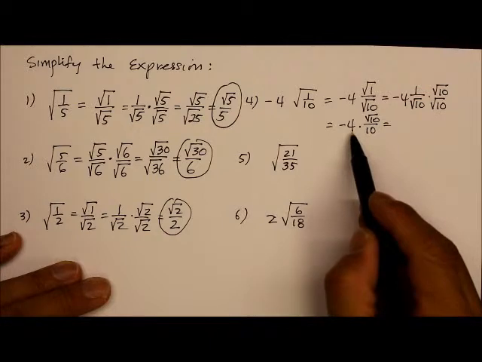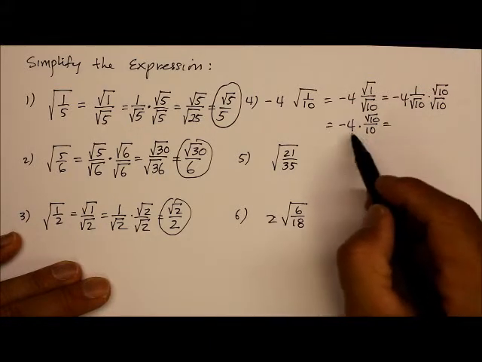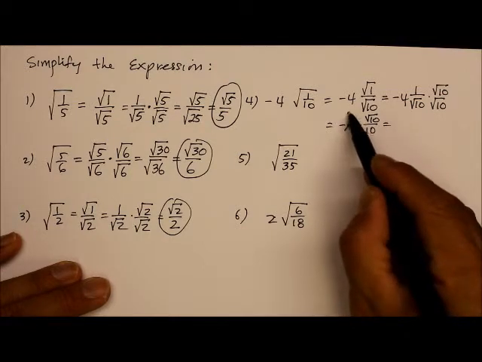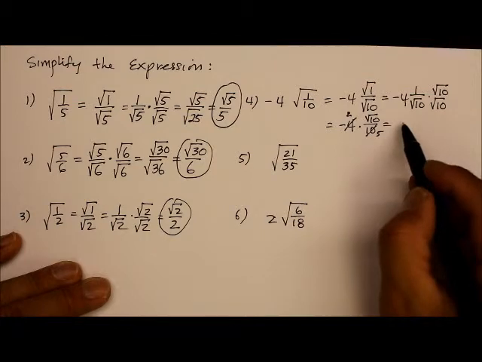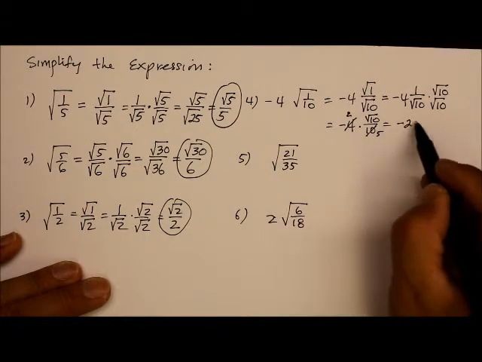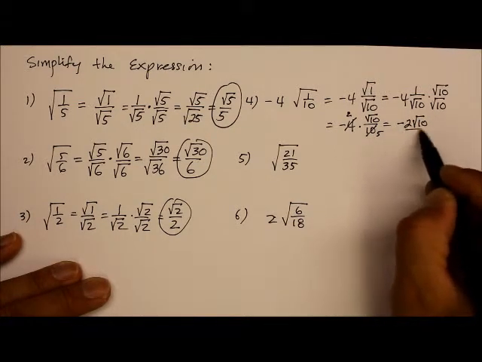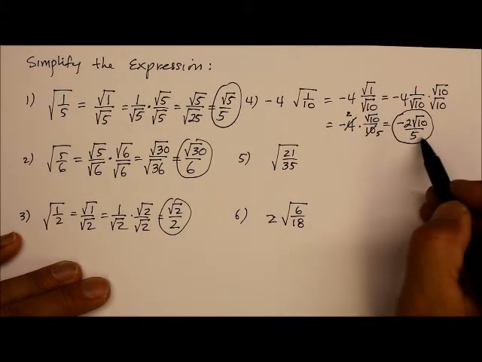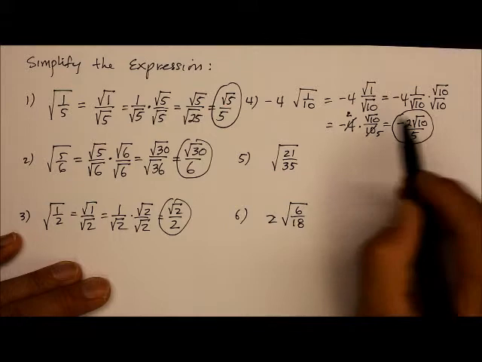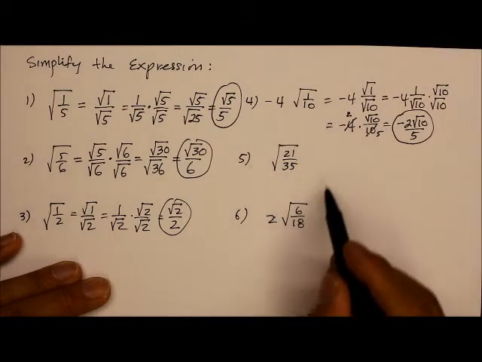Now you know you can reduce this. The common factor between 4 and 10 is 2. So 2 reduces the 4 twice. 2 reduces the denominator 5 times. Your final simplified answer is negative 2 square root of 10 over 5. Looks like more of a mess, but in fact, this is a simplified form of this guy right here. So now you try this one.